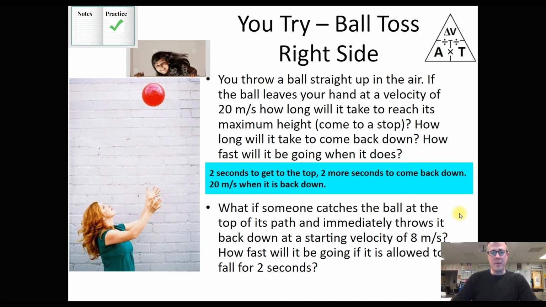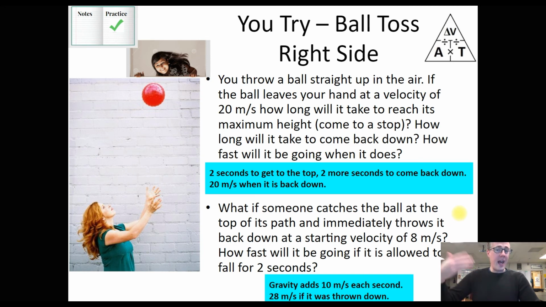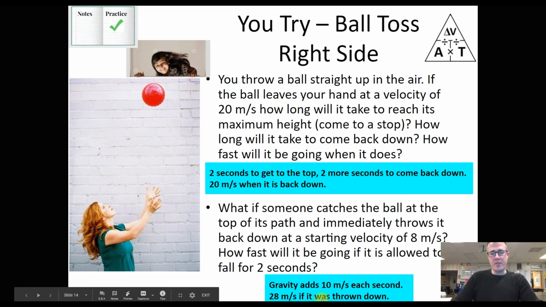For the second one, if the person starts the ball with 8 meters per second, gravity is going to add 10 to it every second. So it'll be going 28 after 2 seconds if it started with 8.